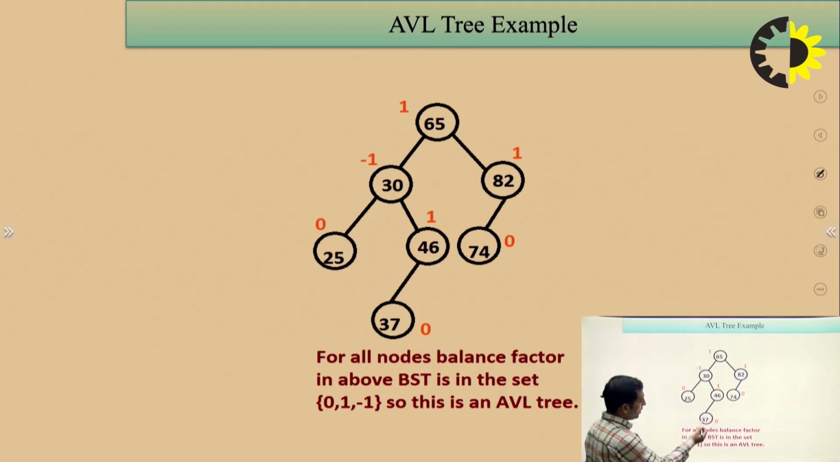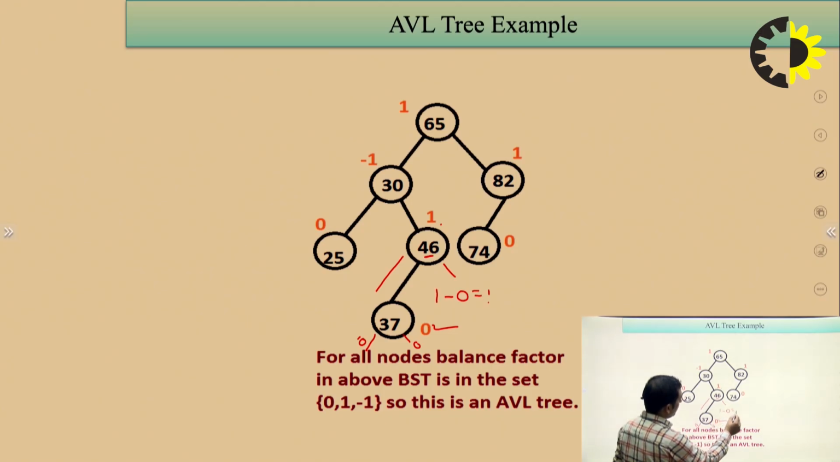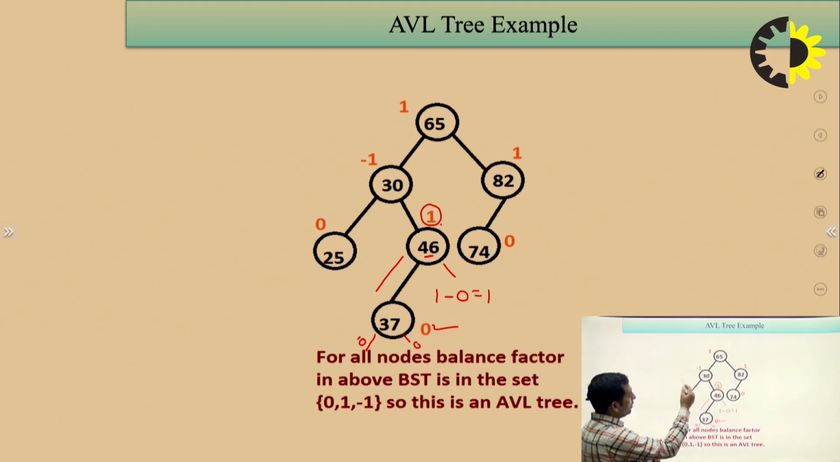Take the example: these are leaf nodes, and a leaf node's balance factor is always 0. How? The height of the left subtree is 0 and the right subtree height is 0. Now, 0 minus 0 is 0. So a leaf node always has a balance factor of 0. Now calculate the balance factor of this particular node with value 46. The height of the left subtree is 1 and the height of the right subtree is 0. So 1 minus 0 comes to 1. So the balance factor of this node is 1, and our tree is balanced at this point. In this manner we can calculate the balance factor of all these nodes.